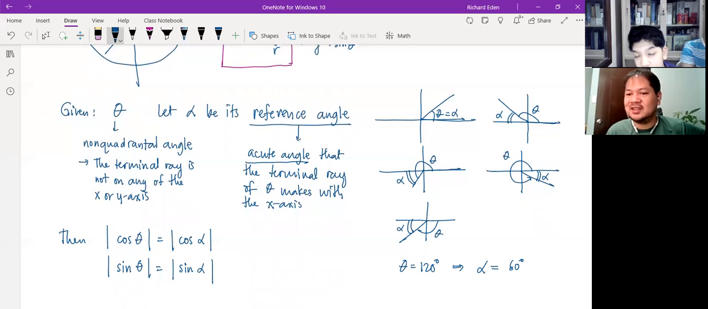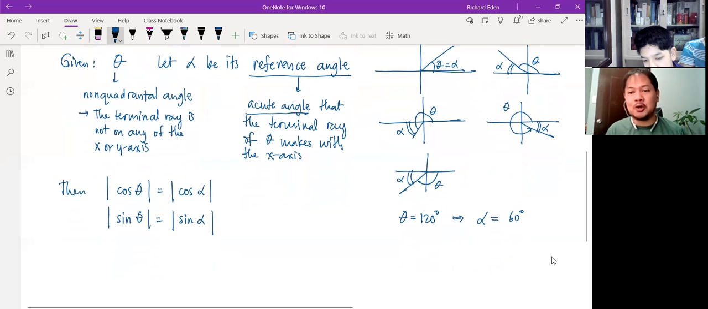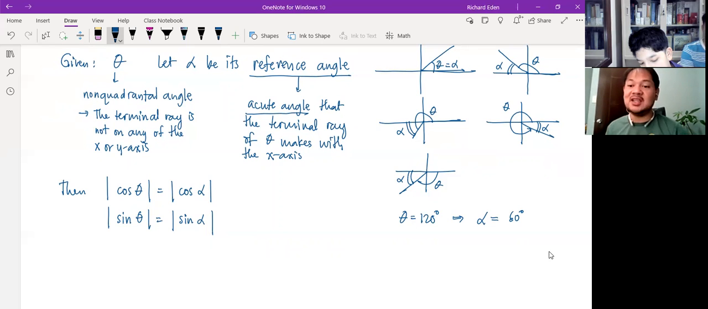60 degrees. So what is the relevance of determining the reference angle? It's because the sine and cosine of 120 degrees will have its value based on the sine and cosine of its reference angle, 60 degrees. Because if you know the magnitude, then you're halfway there. In the end, to determine the actual cosine and the actual sine of theta, you just need to, for the second step, determine, is it going to be positive or negative?